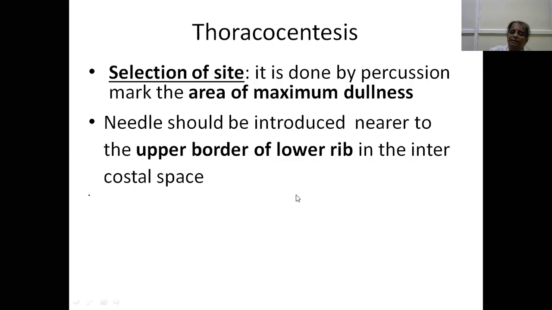An intercostal space has two borders, that is upper rib and lower rib. Any rib has an internal surface, and there is a groove on the internal surface of the lower border, where it lodges the neurovascular bundle. So, if you introduce the needle at the lower border of the space, you will be causing damage to the neurovascular bundle. Hence, you must always take the precaution that the needle should be introduced in the upper border of the lower rib of the intercostal space.